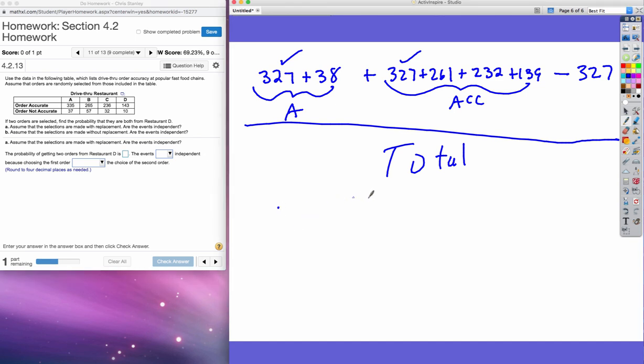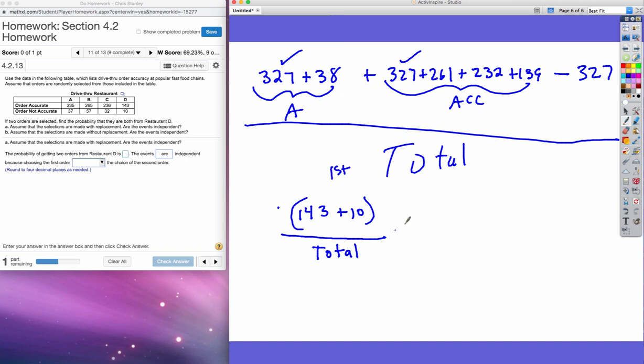Okay, so the probability of getting made with replacement, they should be independent. The probability of getting 2 orders from D with replacement. So what's D? Your numerator is going to be 143 plus 10. That's D. You're going to take that and go over the total, the total of all these things. That's D. That's the first pick.